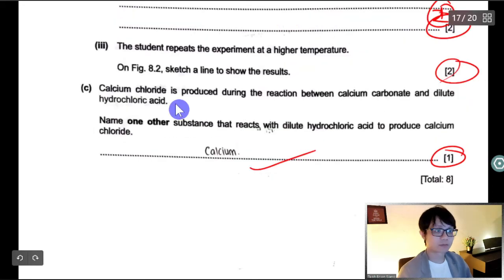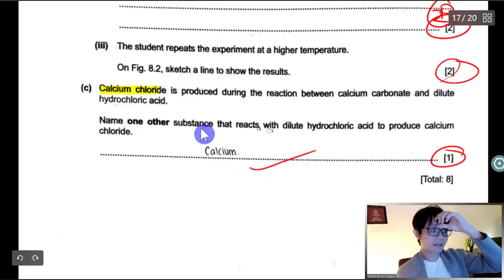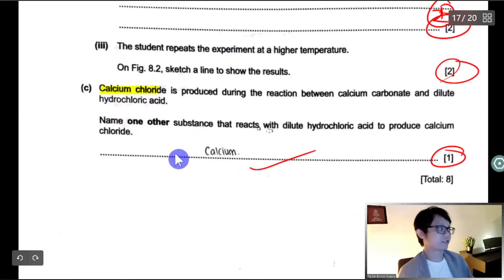Calcium chloride is produced during the reaction. Okay, so you get salt and carbon dioxide. Name another substance in the dilute acid that produces calcium chloride. Okay, anything. So you can say maybe calcium oxide, calcium hydroxide, calcium carbonate also can. So you get 1 mark as long as you get the equation.